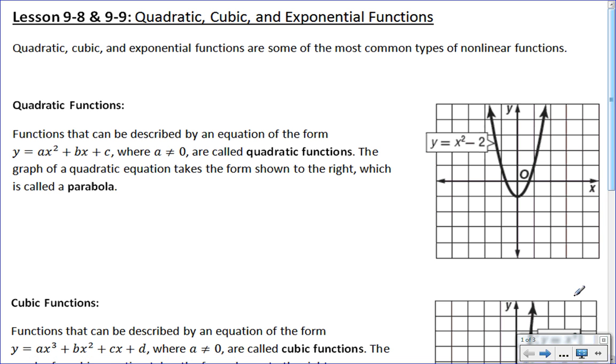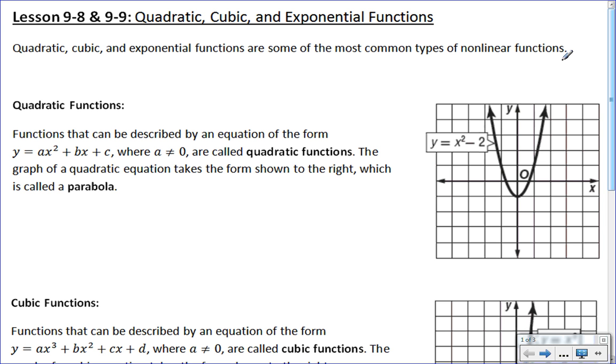Okay, this is lessons 9.8 and 9.9, quadratic, cubic, and exponential functions. So in lesson 9.7, we discussed the difference between linear functions and nonlinear functions. Quadratic, cubic, and exponential functions are some of the most common types of nonlinear functions. So those are the three that we'll be looking at in these two lessons. Our main focus will be on graphing these types of functions.